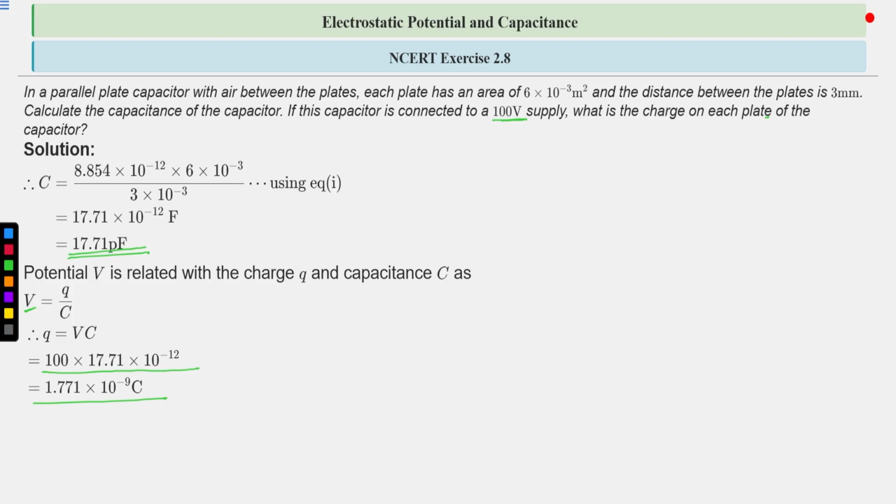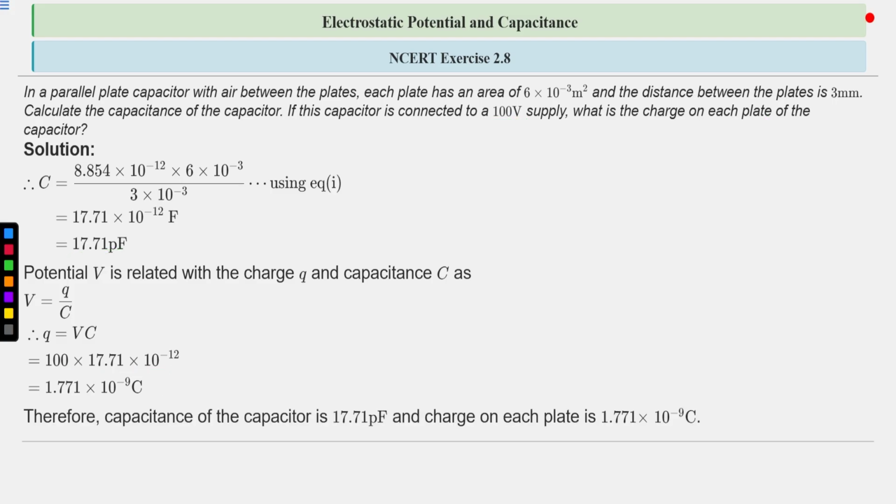So firstly we have found the capacitance of parallel plate capacitor, then since voltage supply is given and capacitance we have calculated, we can find the charge on each plate of the capacitor. So therefore capacitance of capacitor is 17.71 picofarad and charge on each plate is 1.771 into 10 to the power minus 9 coulomb.